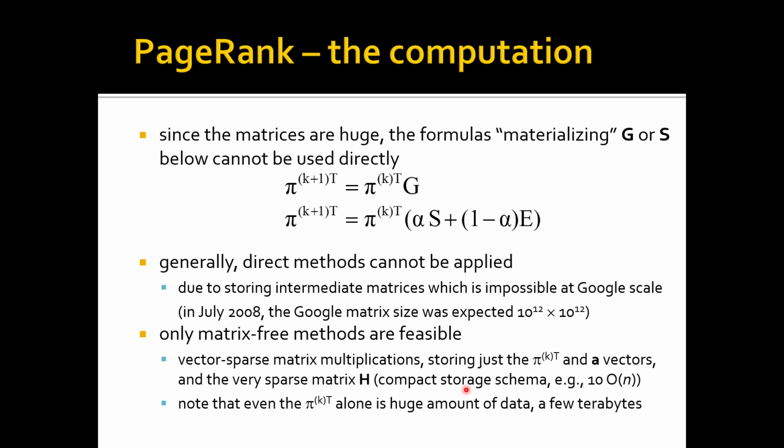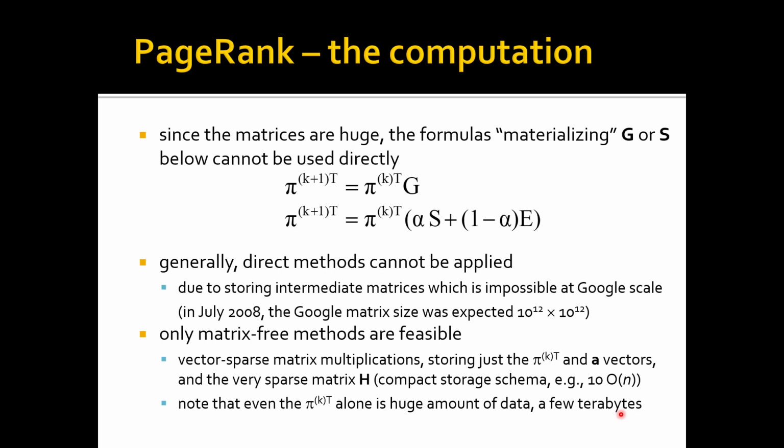So, yeah, this is a necessary condition. We cannot afford to do matrix times vector computations. Even the vector alone, that is just the PageRank vector, is a huge amount of data, some terabytes, because if we imagine this is thousands of billions of numbers, just multiply it by some float and you get a really huge volume of data.